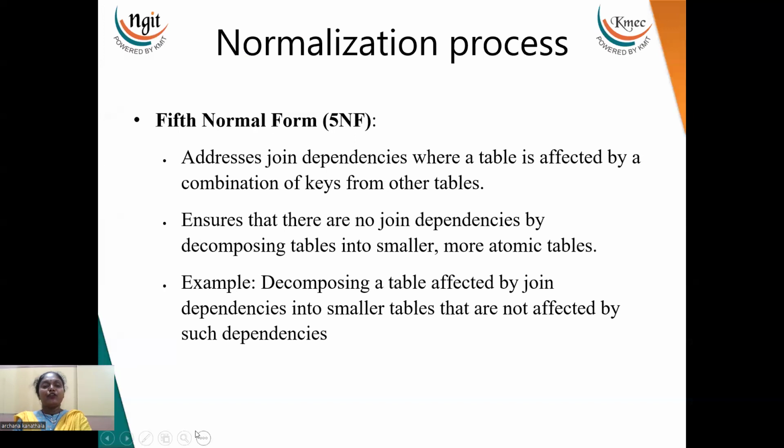And finally, we have fifth normal form, wherein it implements the join dependencies. It addresses join dependencies where a table is affected by a combination of keys and other tables. So when we have a dependency relationship from one table to the other table, let us try to decompose into smaller subtables so that we can have atomic values and there will not be any dependencies. So this is the fifth normal form.